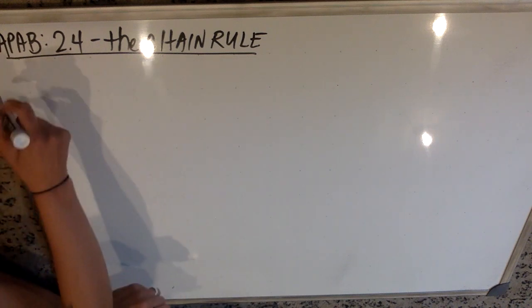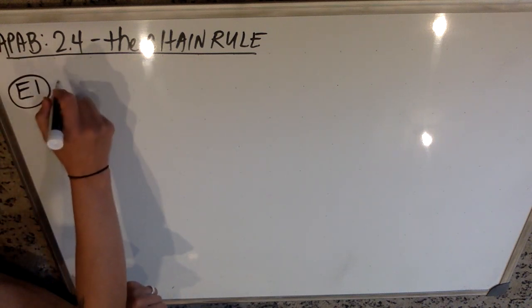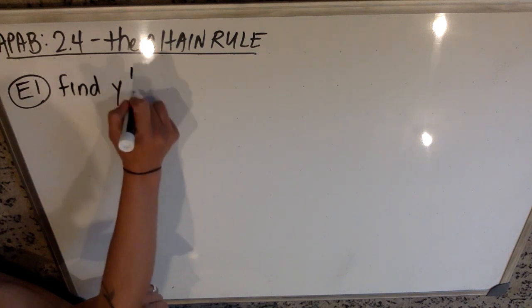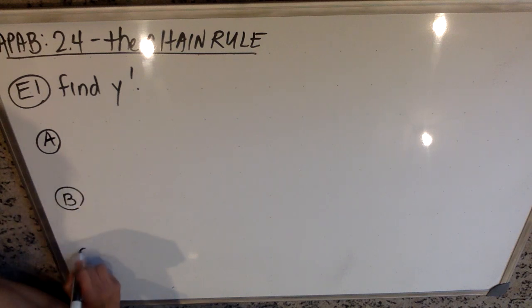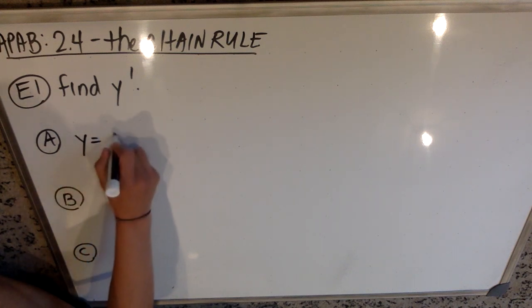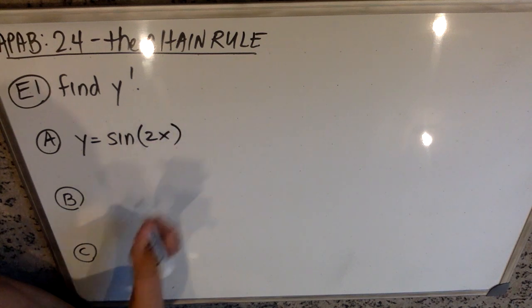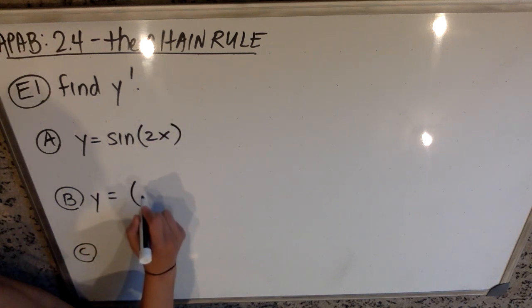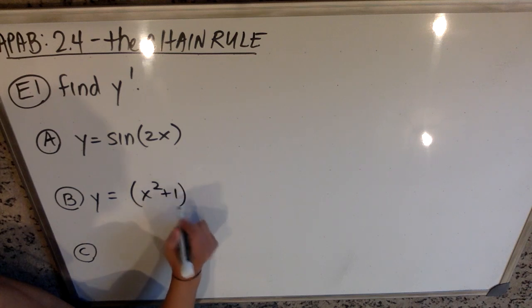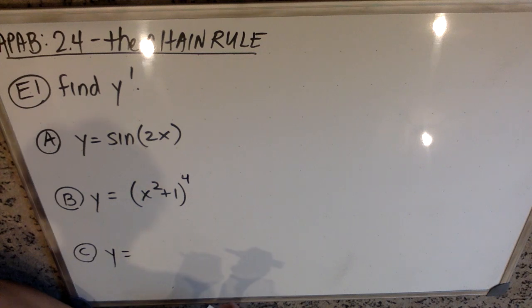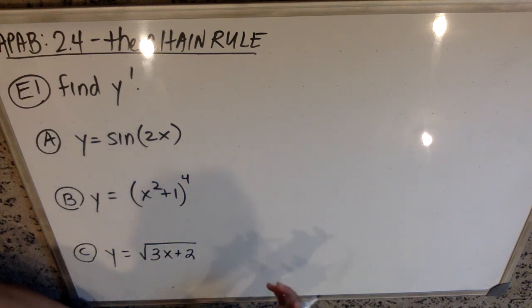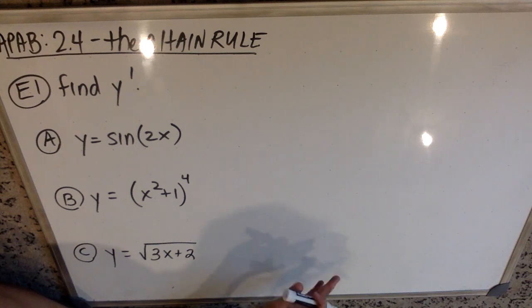All right, so example 1. We're going to find y prime, and I'm going to give you a couple of these to try. Let's do y equals sine of 2x. Let's do y equals (x squared plus 1) to the 4th. And let's do y equals the square root of 3x plus 2. Okay, cool. We're going to walk through these three first, and then we'll get to progressively harder examples.